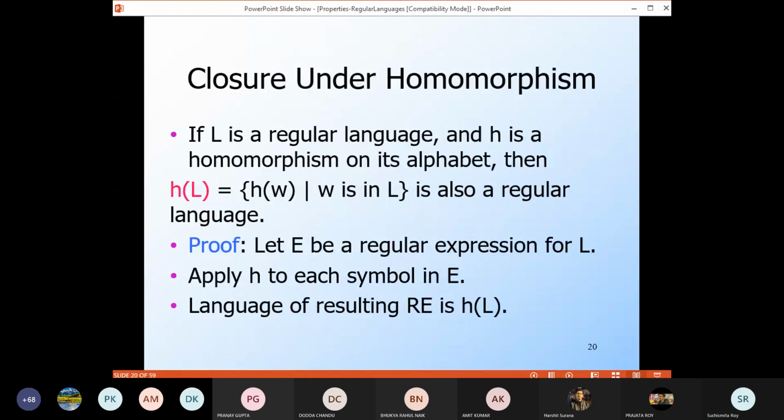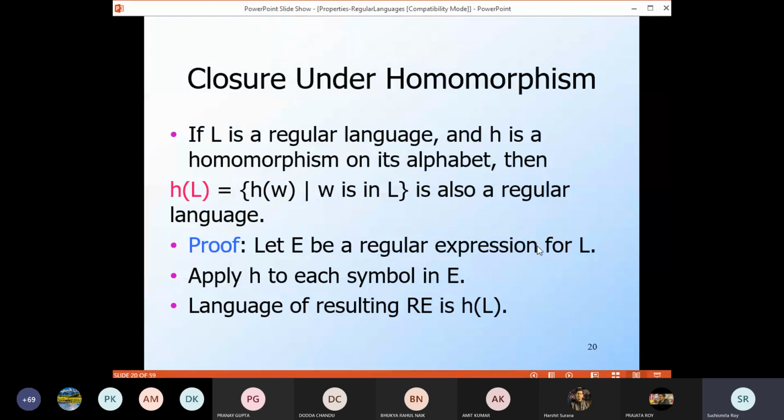So let's now look at closure under homomorphism. If L is a regular language and H is a homomorphism, remember it's a function, defined on its alphabet. A homomorphism is always defined on an alphabet, that means on each symbol of the alphabet. It is not defined on a regular set. And you can apply this function to any regular set defined on this given alphabet. So what the theorem claims is that HL, which is obtained by applying the homomorphism to each string in L, is also a regular language.